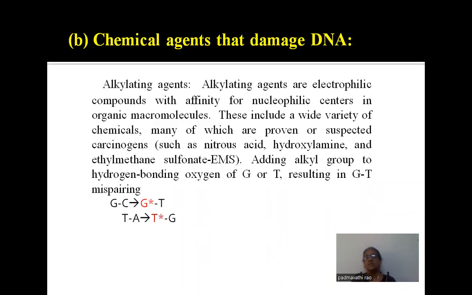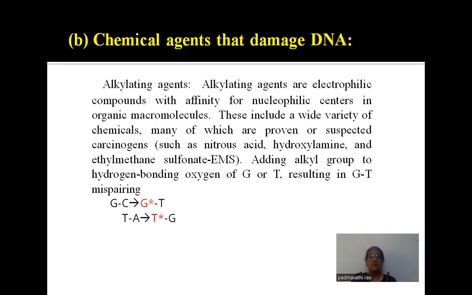Next, the chemical agents that damage the DNA. Generally, alkylating agents are electrophilic as well as nucleophilic. Nucleophilic means the nuclear material has a capacity to absorb these alkylating agents first. Nucleus means it is nothing but the chromosomes. So the chromosomes are first exposed to alkylating agents. Again, these alkylating agents release free radicals and are responsible for breaking of chromosomes at the chromosomal level or even at the nitrogen base level.